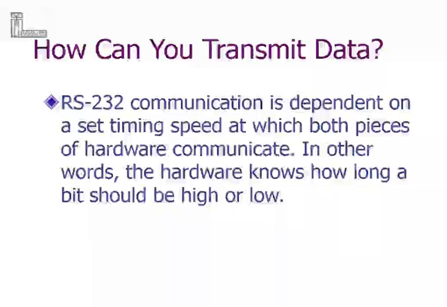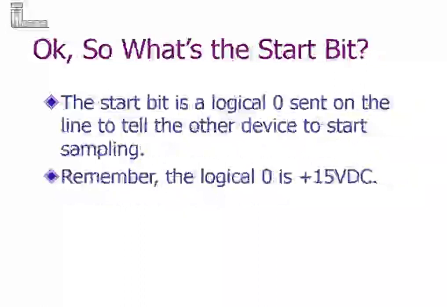How can you transmit data? RS232 communication is dependent on the set of timing speed at which both the parties communicate. Like if I speak very fast, the other person may not catch. So the speeds have to match. How do you do all this? So there is something called a start bit, which is a logical 0 sent on the line to tell the other device, I'm going to start transmitting, you start sampling.